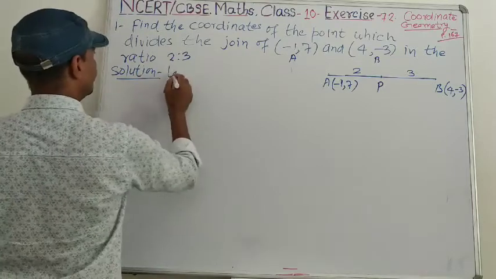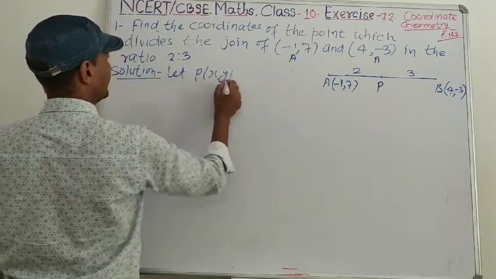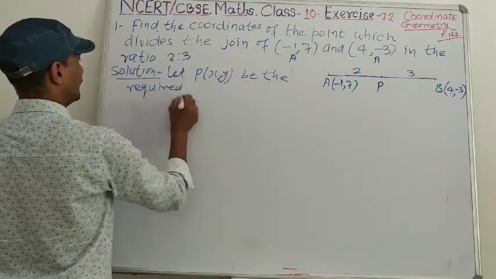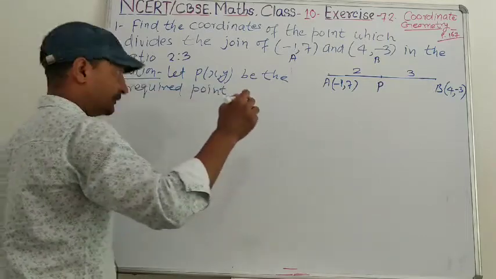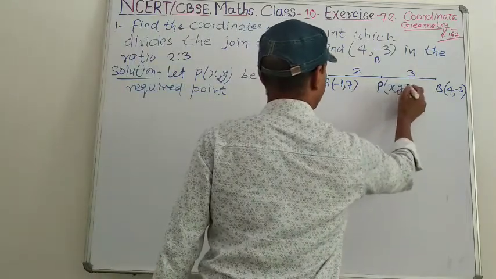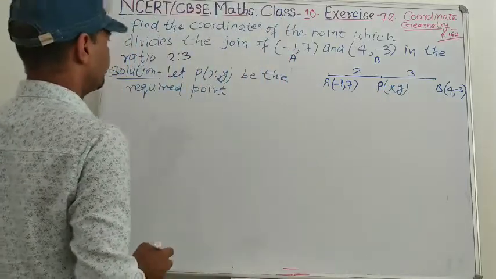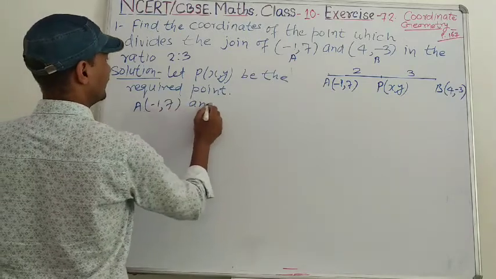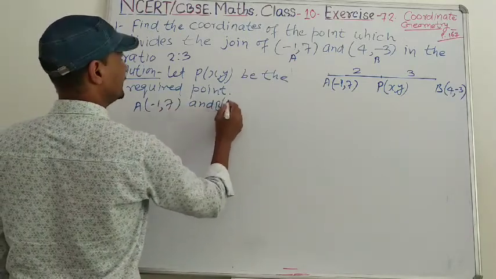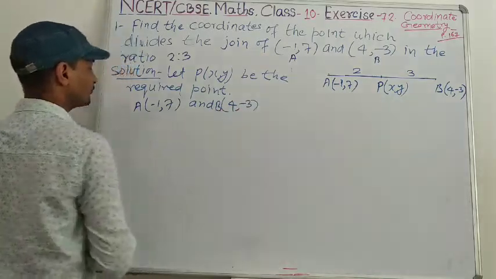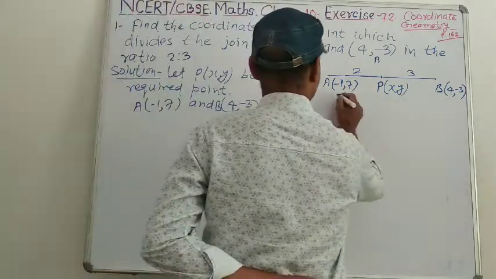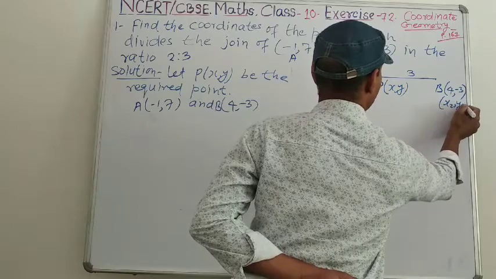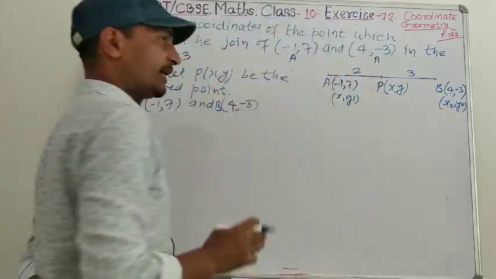So we write here, let P(x, y) be the required point. P(x, y) we have to find. P(x, y) is the point of division and the 2 points are also A(-1, 7) and B(4, -3). So it is x1, y1, it is x2 and it is y2, and we find the value of x and y.